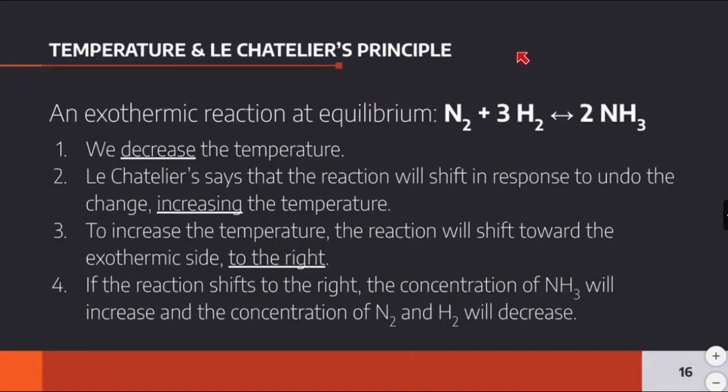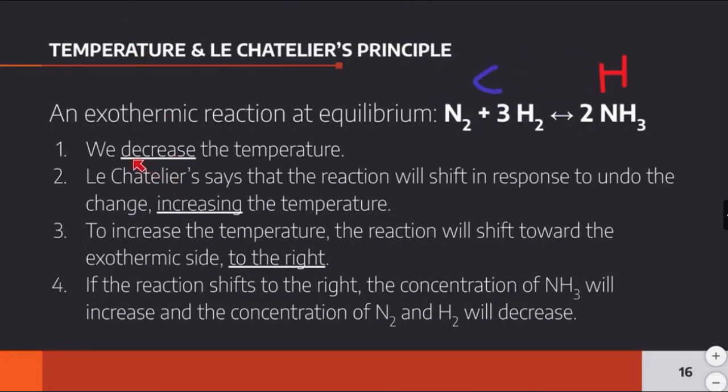So let's suppose that we've got one like this. An exothermic reaction at equilibrium. Since it's exothermic, we know that means exothermic when going to the right. And if it's exothermic going to the right, that means that the side on the right is the warmer side, and the side that's on the left is going to be the cooler side. So I like labeling those first.